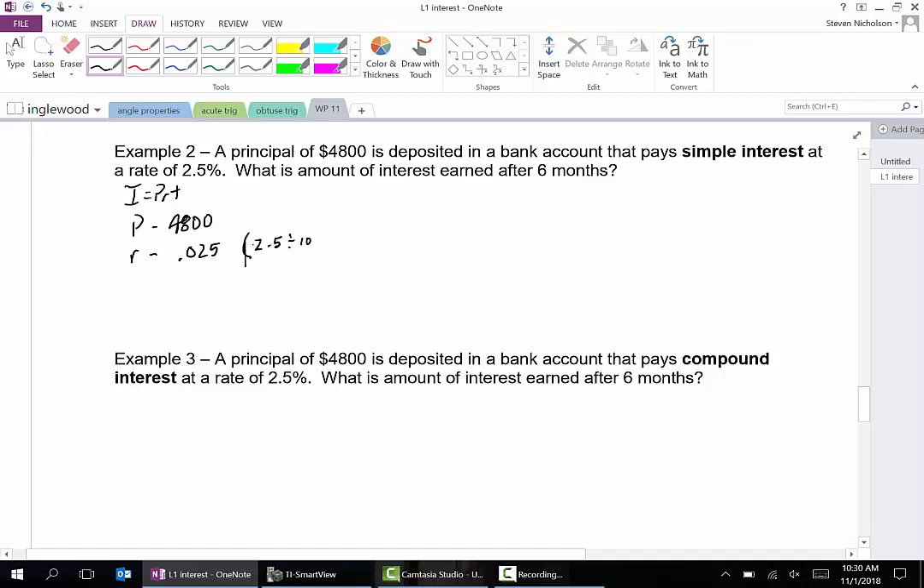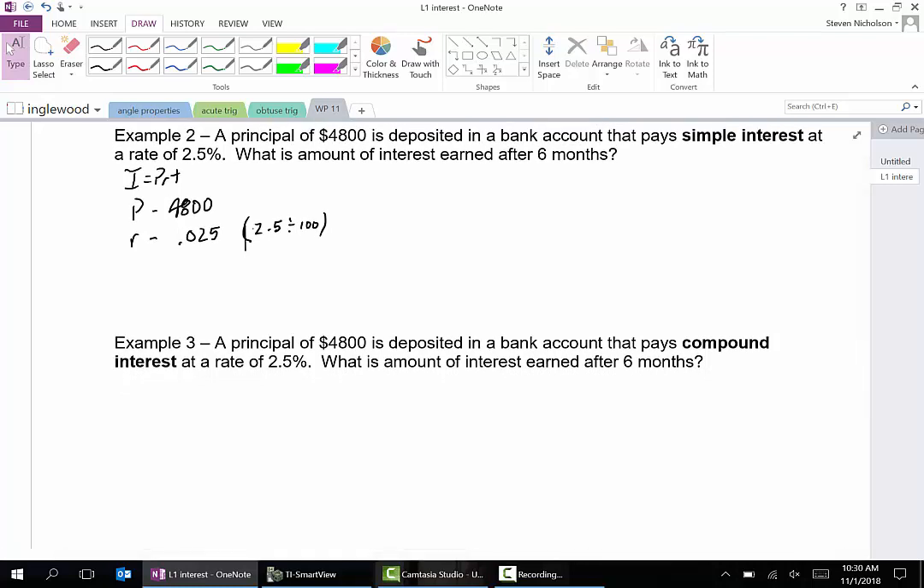2.5 divided by 100. And again, you could do that on your calculator if you want. And finally, we are only putting it away for 6 months. T is not 6, T is 0.5. Because remember, our units are years, and there's 12 months in a year.